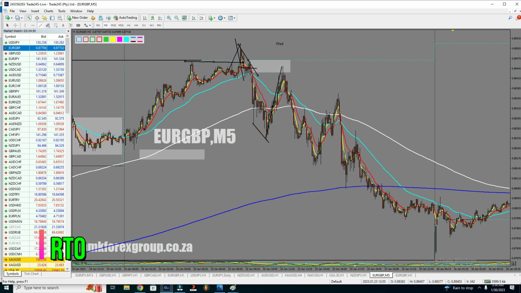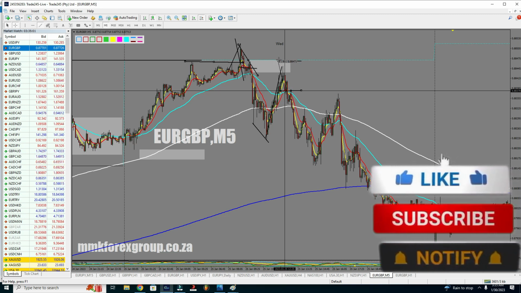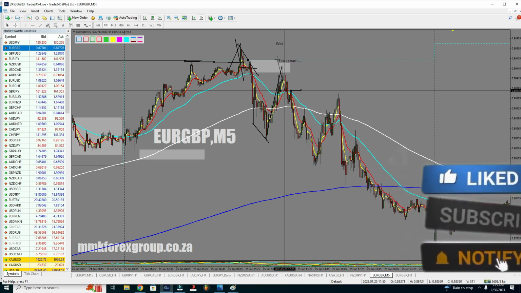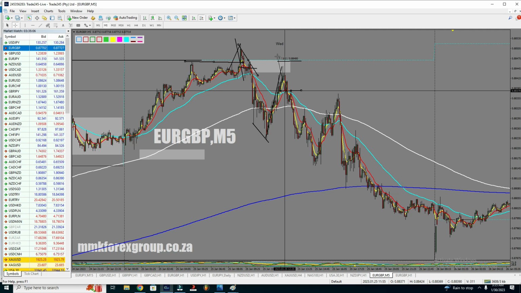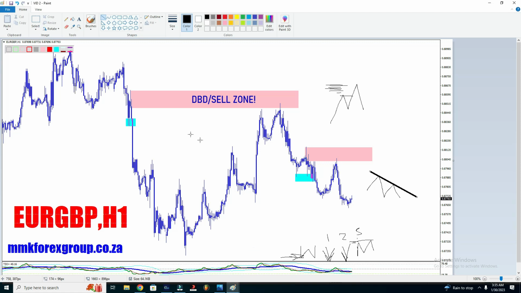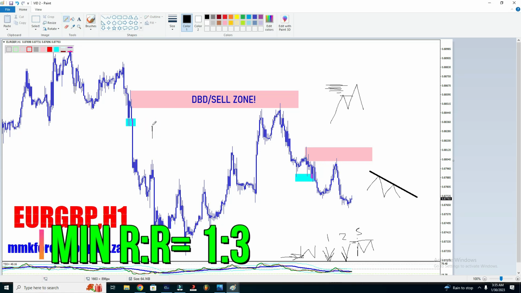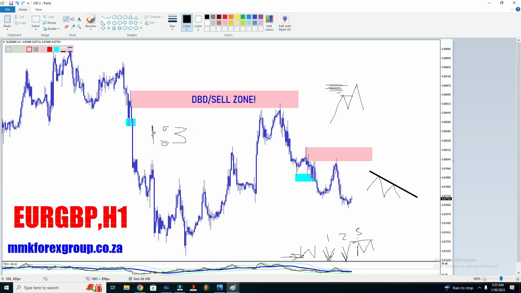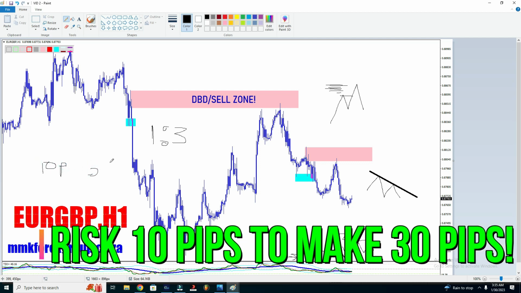If you can enter right there, your stop loss will then go above this area. So that means you would be risking 9 pips, but just to be safe, you can go for 10 pips. It means on such a trade, you are targeting at least 1:3 to remain profitable. Your risk to reward ratio has to be 1:3, meaning if you're going to be risking 10 pips, you have to at least make 30 pips on that trade. So the risk to reward makes sense.